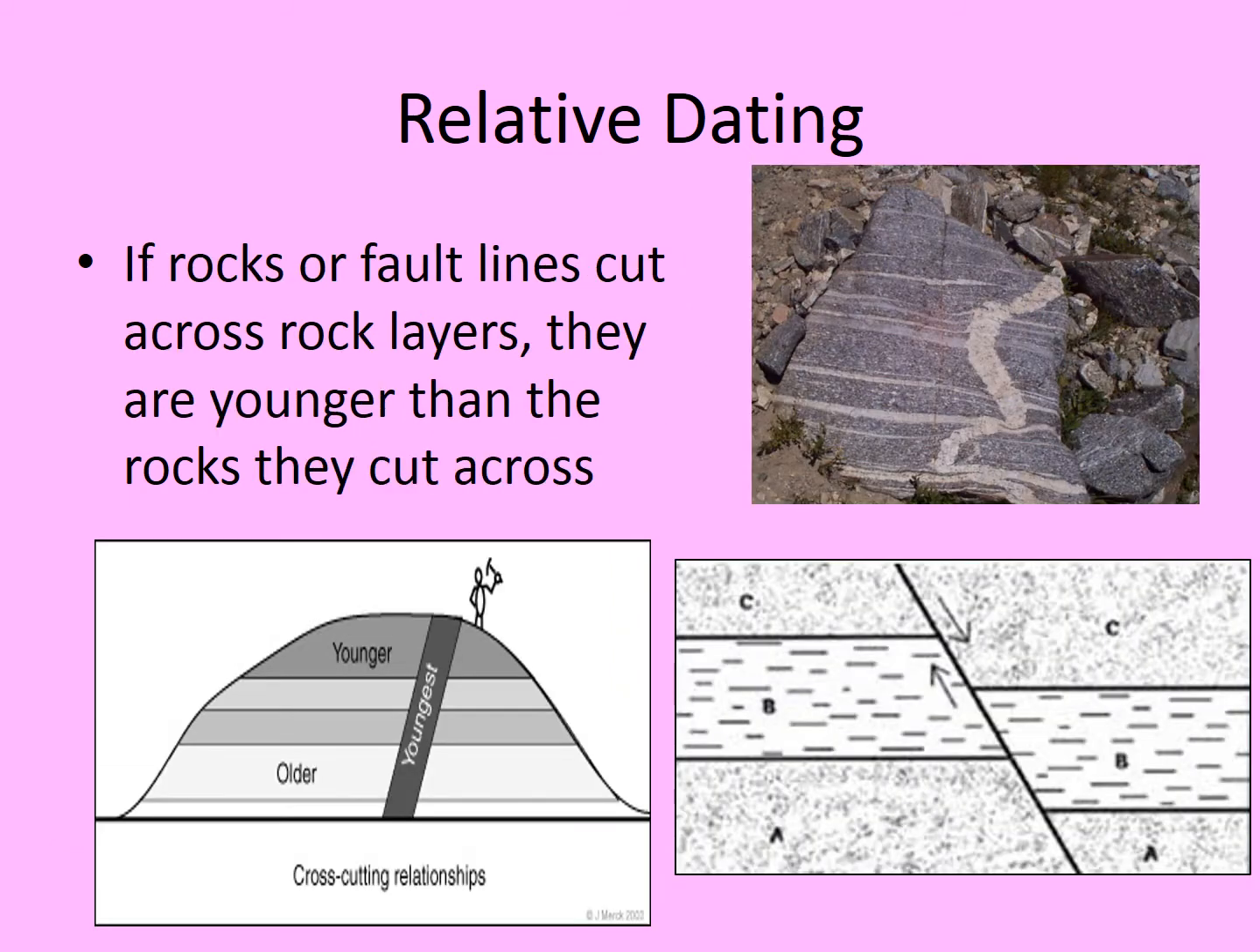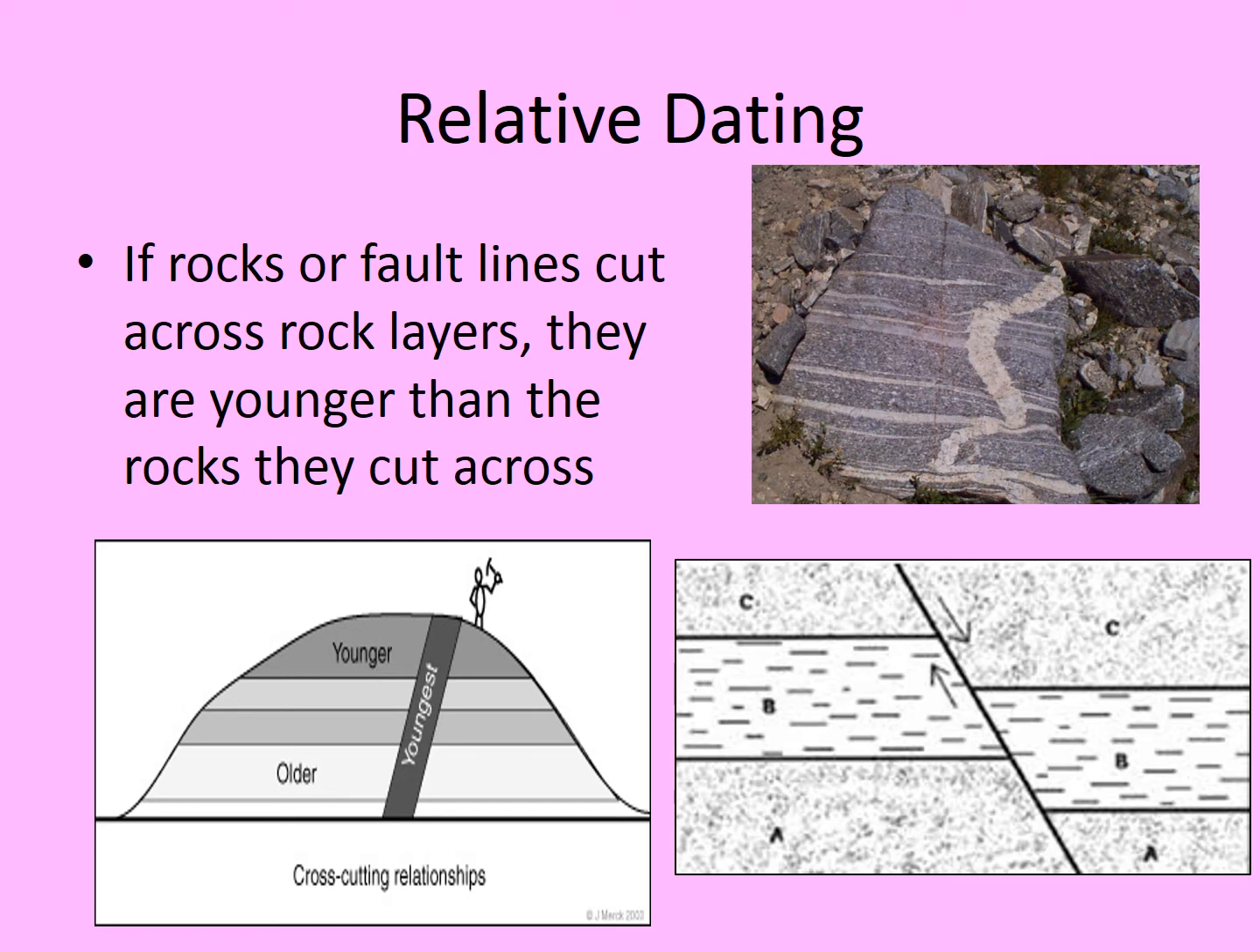Then we have cross-cutting relationships. Basically what this means is if you see something cutting across those nice horizontal layers, it happened after the layers formed. So the layers are older than the thing that cuts across it. In the picture on the left, that's an igneous rock that has cut across during that time period. So all those horizontal rocks were formed, and then that igneous rock just said, hey guys, what's going on? And cut across those rock layers. So it's younger than all those other layers.